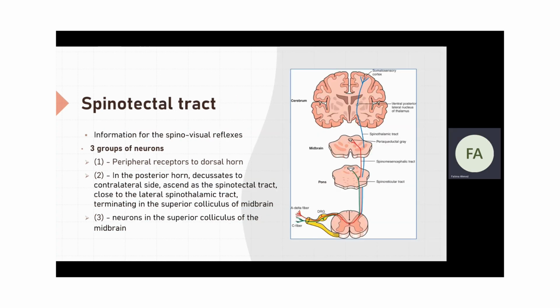The last tract is the spinotectal tract. This transmits information for the spino-visual reflexes. Just like the other tracts we talked about, this pathway is also made up of 3 neurons, with the first order neuron traveling from the peripheral receptors to the dorsal horn. From here, the second order neurons decussate and ascend as the spinotectal tract in the anterolateral white column. They finally terminate by synapsing with neurons in the superior colliculus of the midbrain.